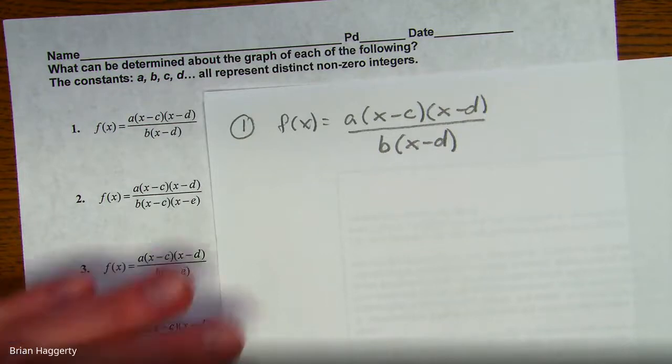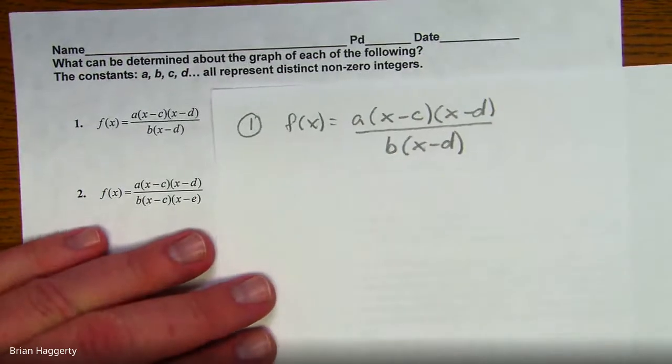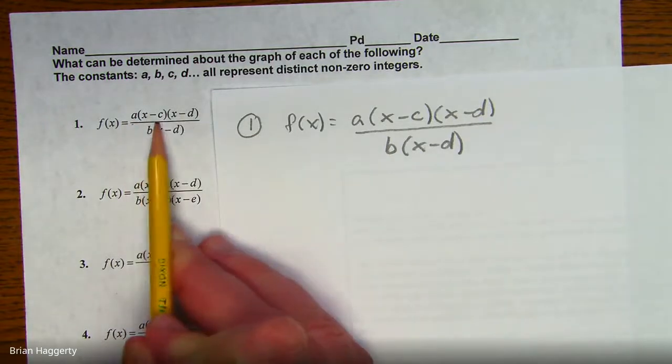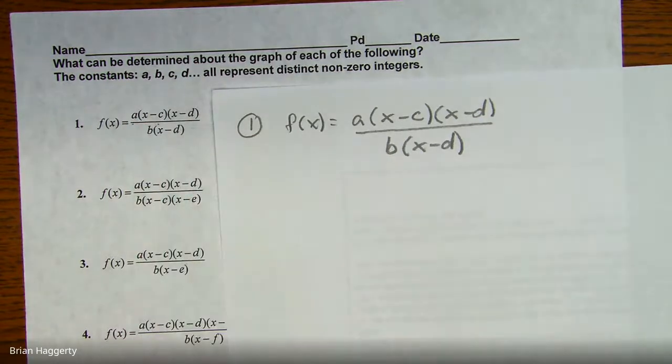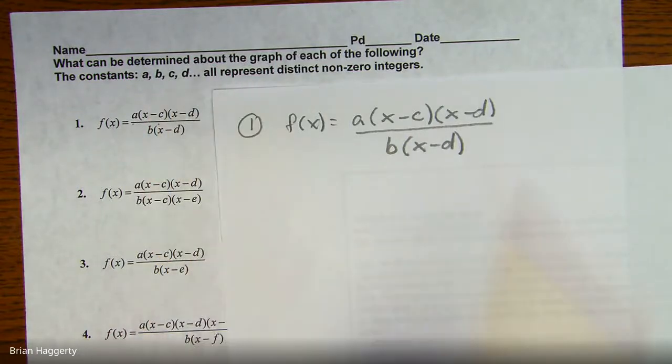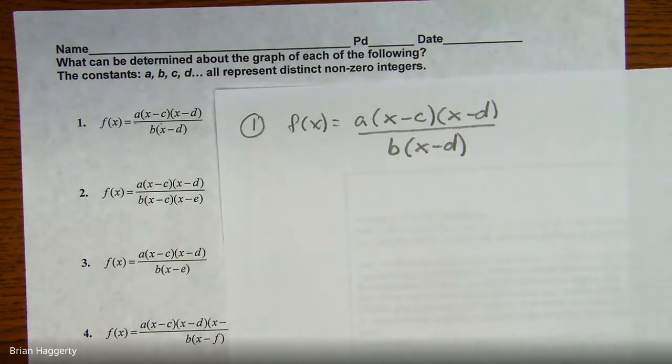All right, for this classwork here, we're going to be looking at rational expressions that have similar structure to what we've been looking at the last 2 days. But now, instead of being specific numbers, we have just generic A, B, C, Ds. So for all of these, A, B, C, D represent distinct non-zero integers. So they're all going to be different. They're not going to be zero. And just to keep it clean in terms of the discussion, no fractions, no decimals.